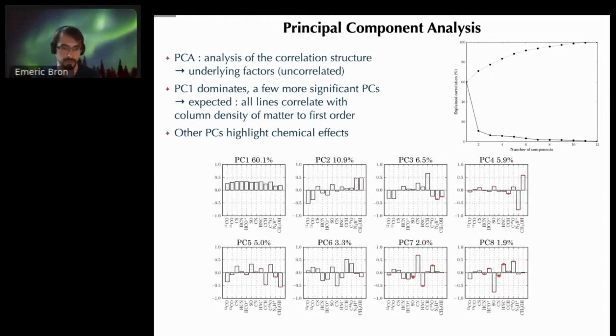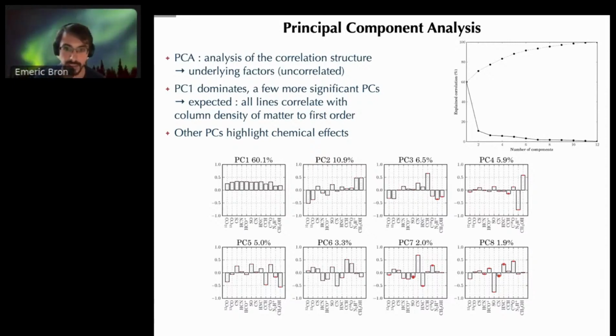And indeed, if we look at how the principal components are constructed, of course, PCA is a linear method, so all principal components are linear combinations of the molecular lines that we observe. And if we look at those combinations, we see that indeed the first principal component has positive contributions from all the molecular lines, which is consistent with this explanation as a total column density.